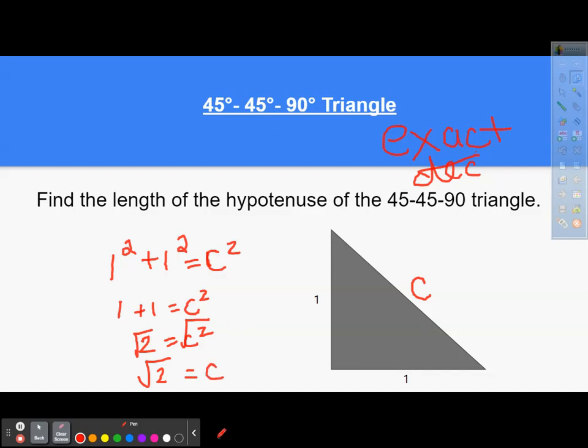And to simplify a square root, you find factors of 2 that are perfect squares. Well, factors of 2 are only 1 and 2, and neither of them is a perfect square. So that's your answer, the square root of 2. So this hypotenuse would be the square root of 2. And that's the exact answer. We do not want to round it.